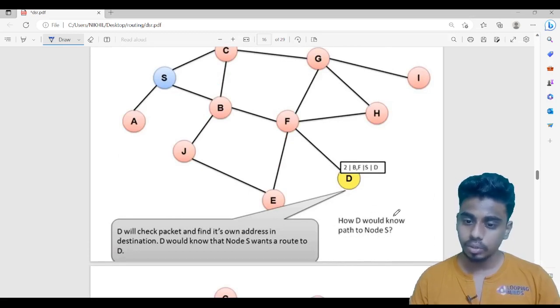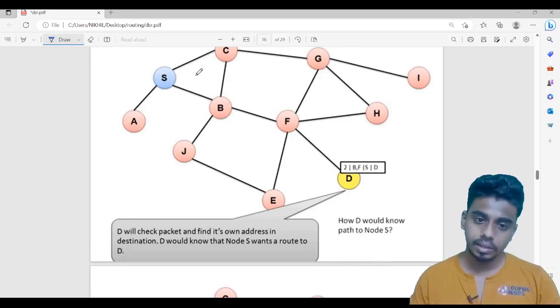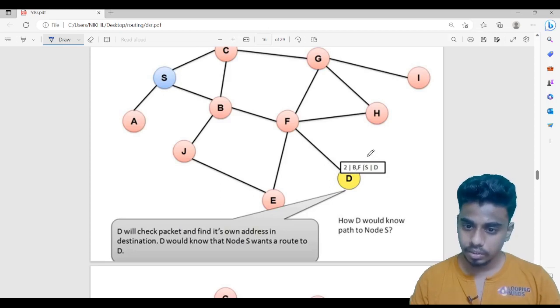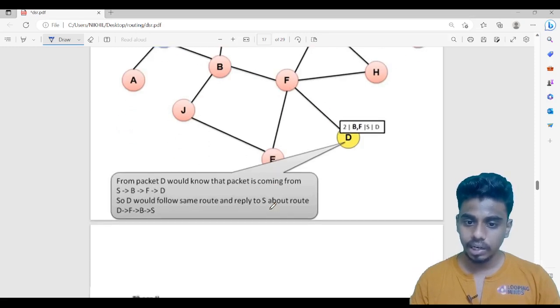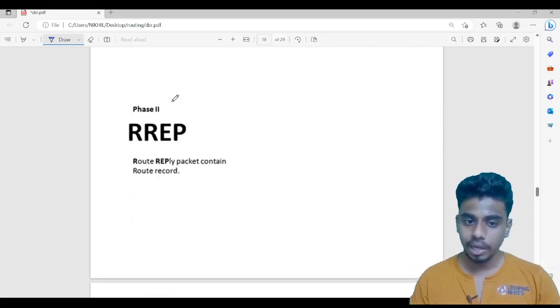How would D know the path? Then how would it send the reply? See, we have this source, we have this destination, we have the intermediate nodes. Don't you think we can form a route from this? From the packet, D would know the packet is coming from S, B, F and D. This is the path the packet is coming. So it will reverse the path. It will be D, F, B, S. In this way, it will try to forward the reply packet.